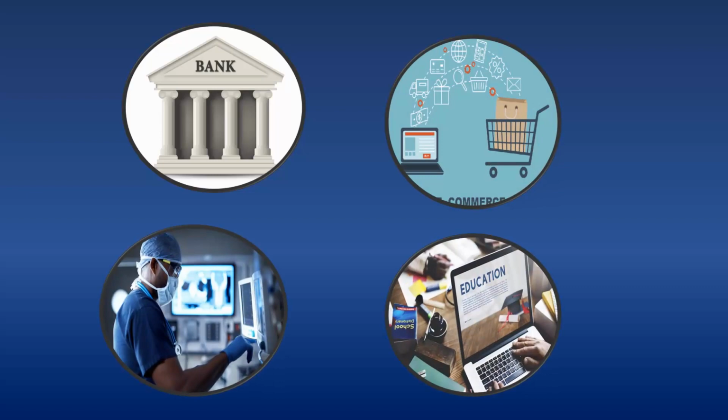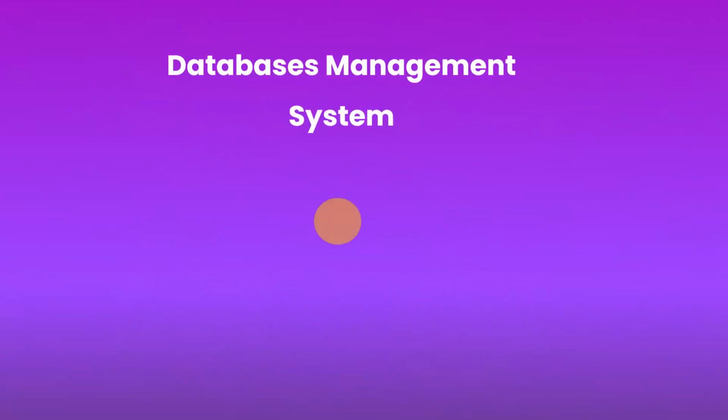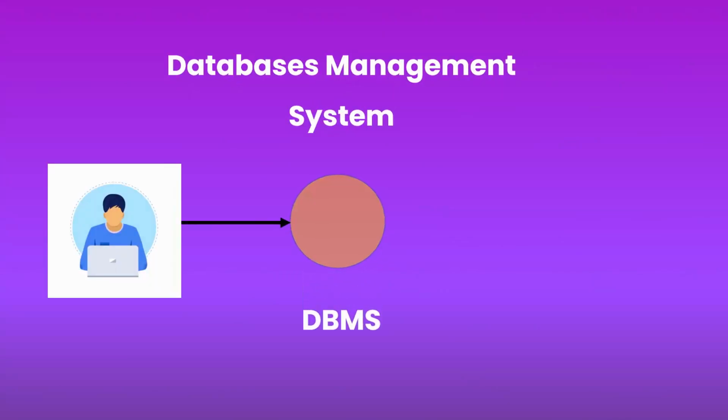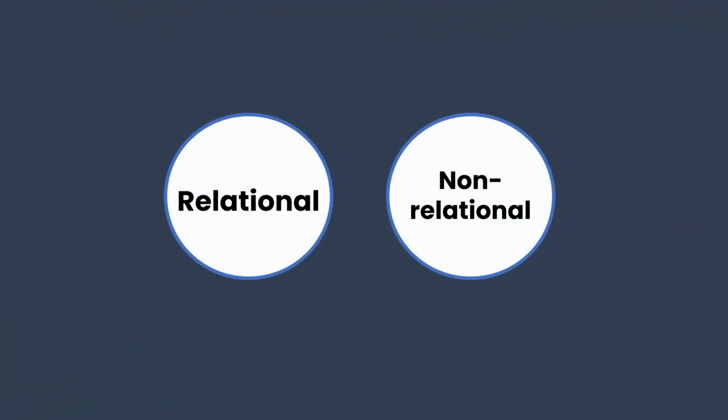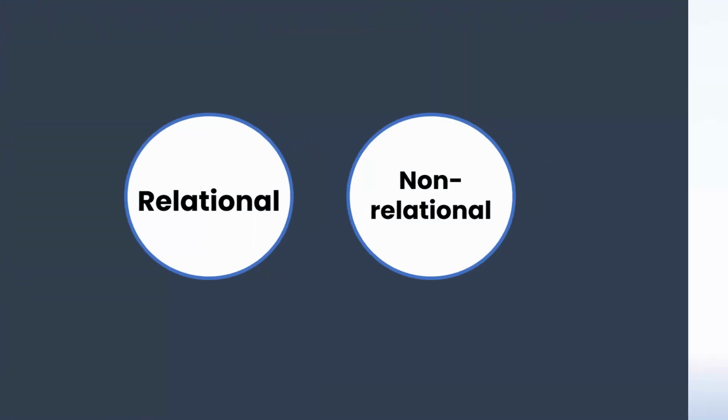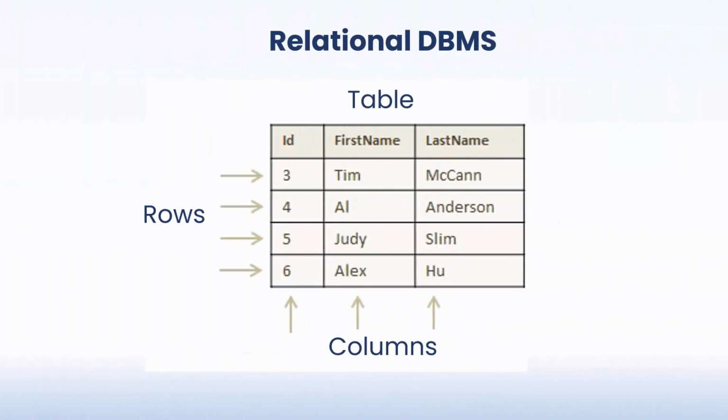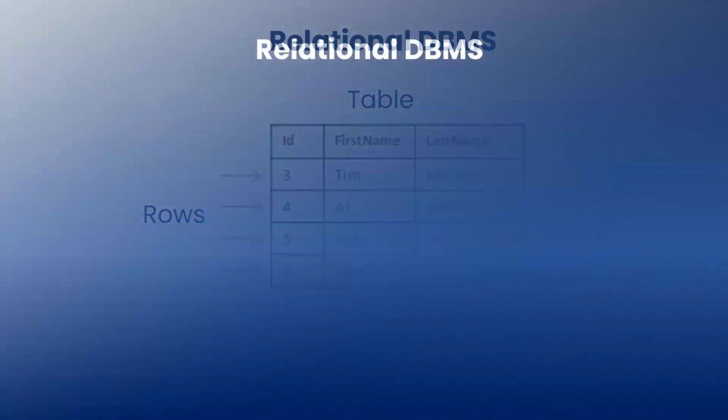In order to manage the database, we use a software application called Database Management System or DBMS. DBMS help users to create, maintain, and update their databases. There are two main types of database systems, that is Relational Database Management System and Non-Relational Database Management System. Relational Database Management System store data in tables organized in rows and columns.